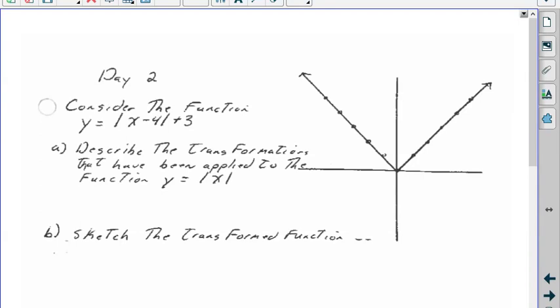Okay, so lesson 2 on transformations. On Tuesday, we talked about transformations in general. I give you a function, the basic general function, y is equal to f of x. And then we do something to that function and we translate it from there. It is transformations lesson 1.